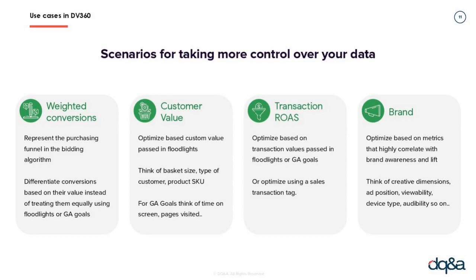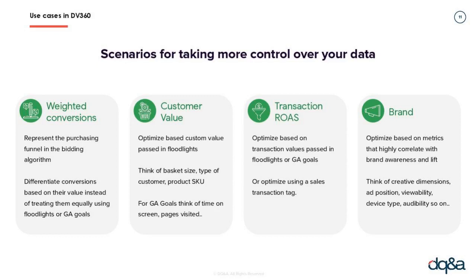The next one is customer value. This is based on custom values that are passed through in Floodlights, which we call custom Floodlight variables. Think of, for example, a basket size. If you have an e-commerce website, people that put your most expensive product in their basket are actually the group that you want the algorithm to optimize towards, because this is going to give you the highest return on ad spend, right? So really relevant. And for GA goals, in this case, think of time on site, pages visited, and so on.